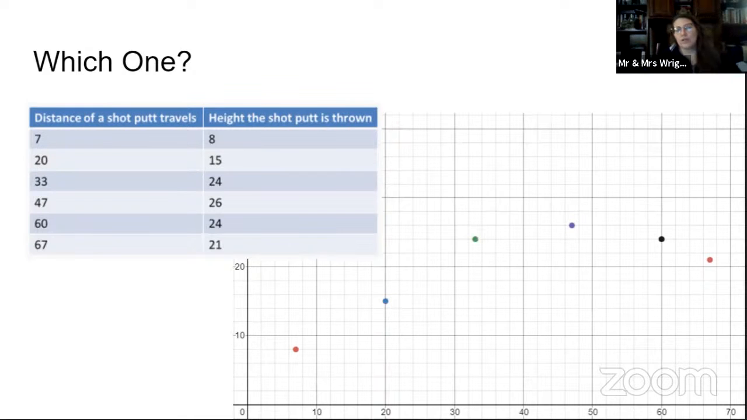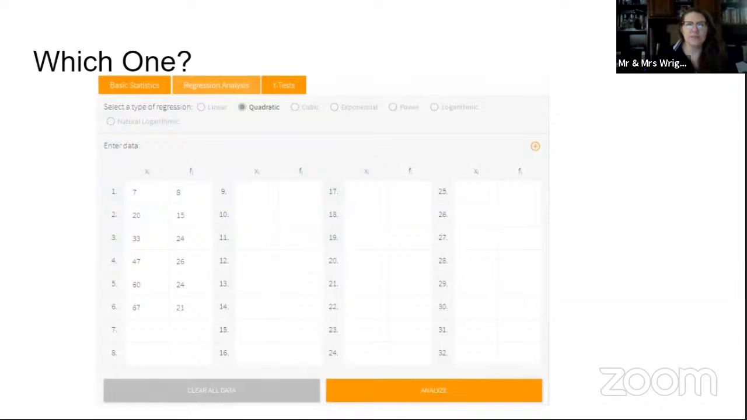So what you have to do now is be able to find the best fit line for this. So we need the equation of the graph that's going to best fit this data, that all those points are going to be the closest to. So how do we do that? Well, we're going to use that statistics calculator that we showed you before. And we're going to go to regression analysis, just like we did, and we're going to put in all of our data. So I've got that up here for you.